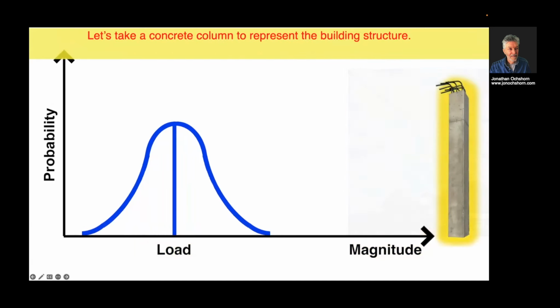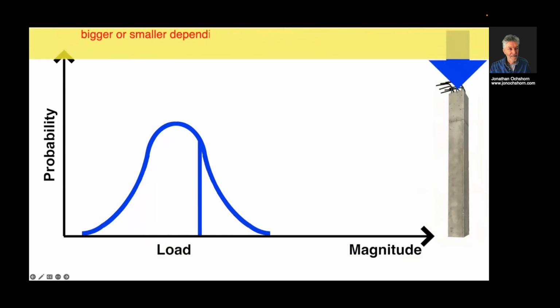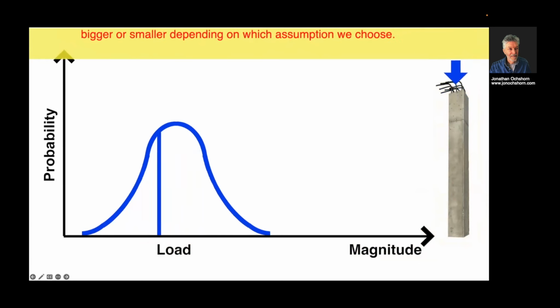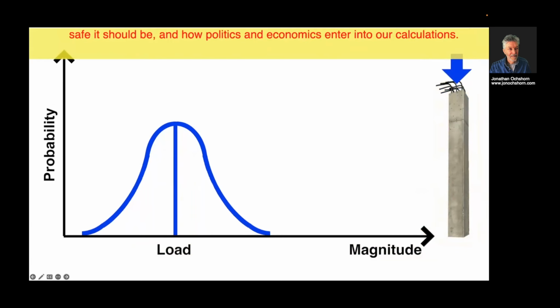The concrete column represents the building structure. The blue arrow on the column schematically shows how the load gets bigger or smaller depending on which assumptions we choose. But none of this yet indicates how we design the concrete column, how safe it should be, and how politics and economics enter into our calculations.